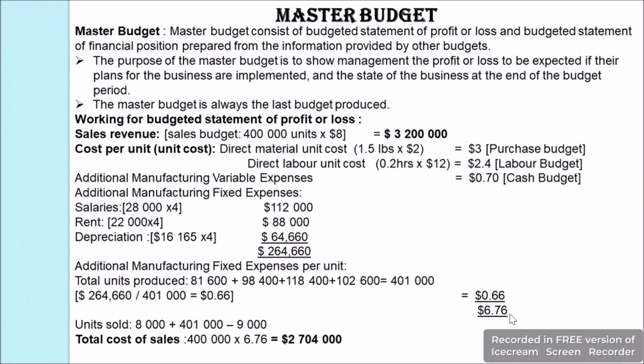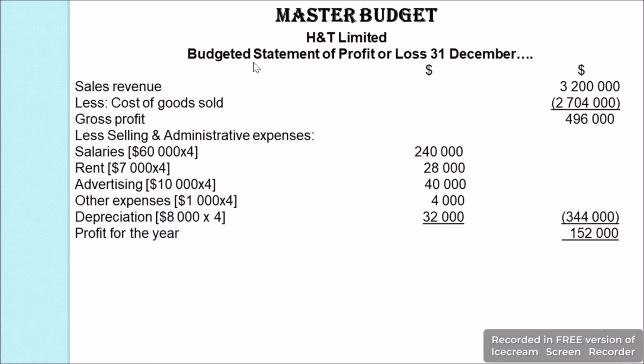So this is for one unit, and we want to find the total cost of sales. So how many units we have sold? 400,000 units have been sold, and we can also get this from the production budget. The opening balance was 8,000 units. We have produced during the year as 401,000 units, and the closing balance is 9,000 units. So the units sold was 400,000 units, and when we multiply it with the cost per unit, which is $6.76, we get the total cost of sales as $2,704,000.